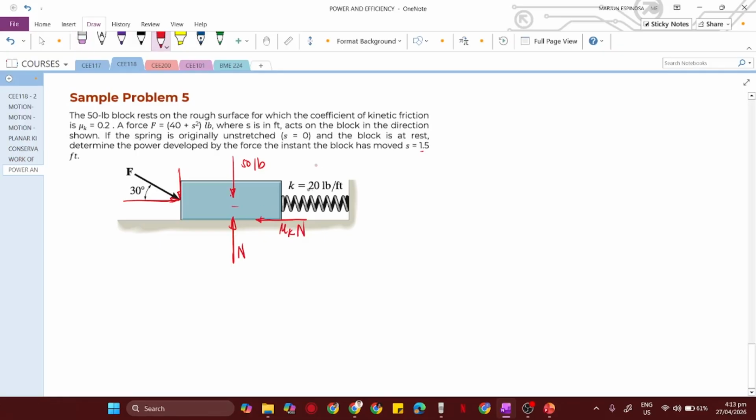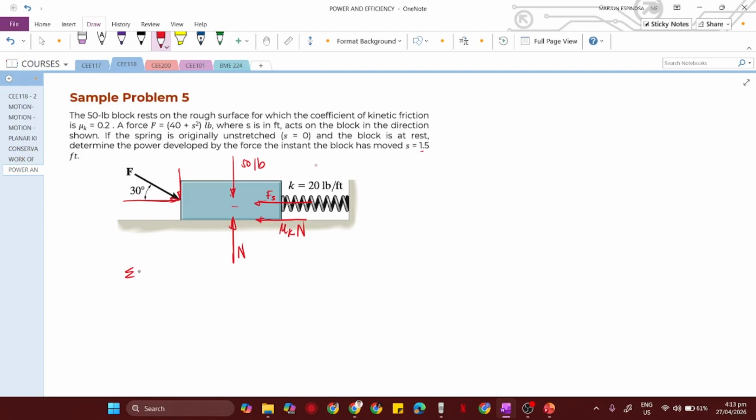Aside from that, yung spring is also resisting the motion. Kaya, papunta yung spring dito. Pag ganito yung spring. Okay. So basically, what will resist is the force ng spring at saka yung friction ng surface. So ito yung force na i-apply natin to move this or to cause this block to move. So una, kukunin natin yung N.